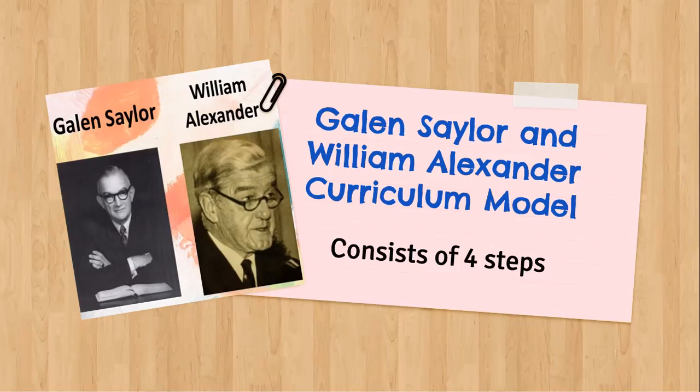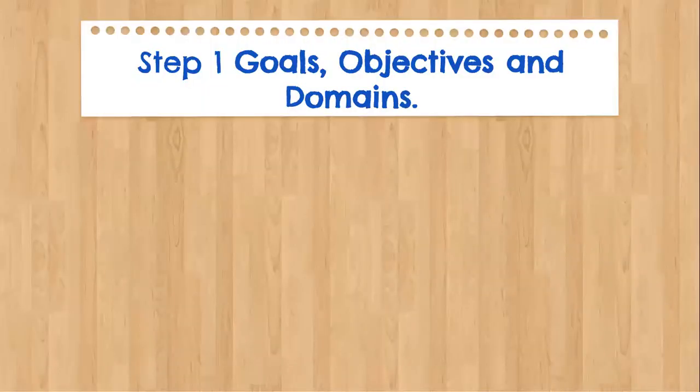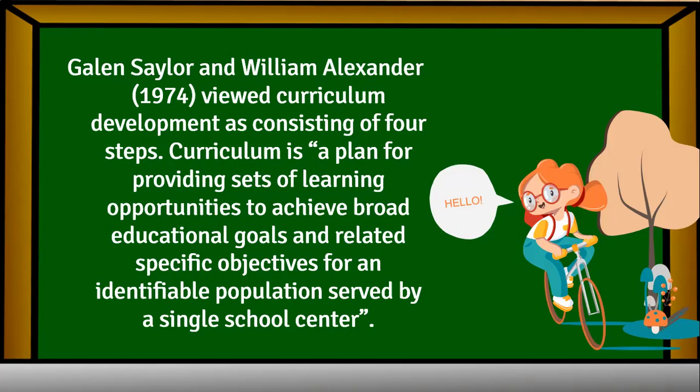So Galen Saylor and William Alexander proposed that curriculum consists of 4 steps. They also viewed curriculum development as consisting of 4 steps. And they define curriculum as a plan for providing sets of learning opportunities to achieve broad educational goals. So it's very clear that they view the curriculum as really a plan, right? It is a plan. Of course, we provide sets, activities, and content for our students so that we can enhance their knowledge. So there are steps in what they have proposed.